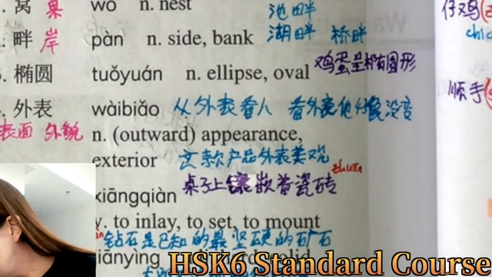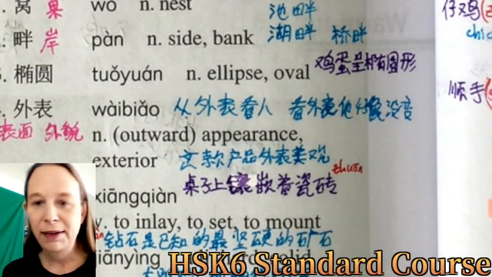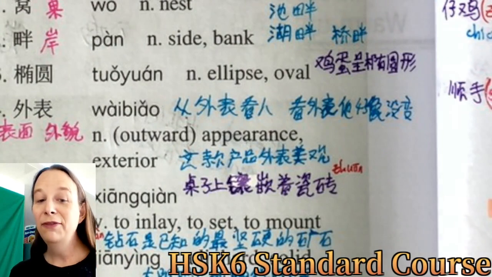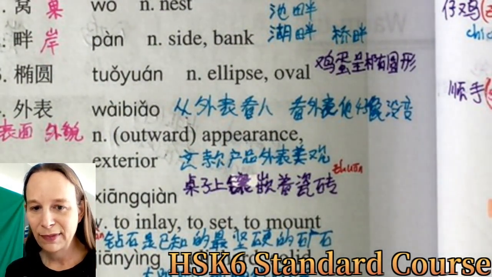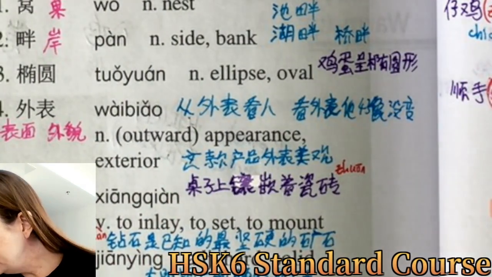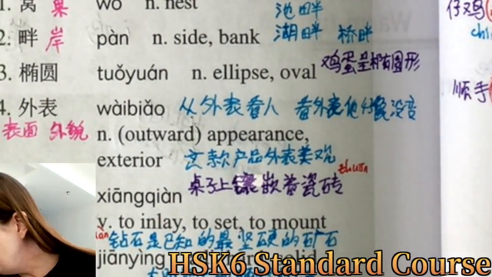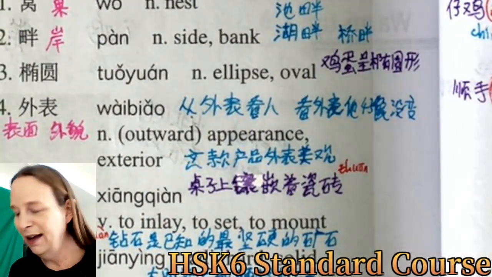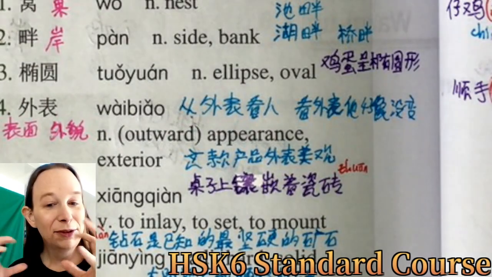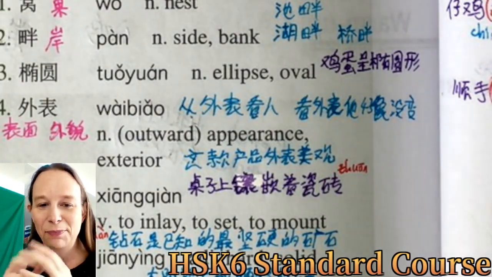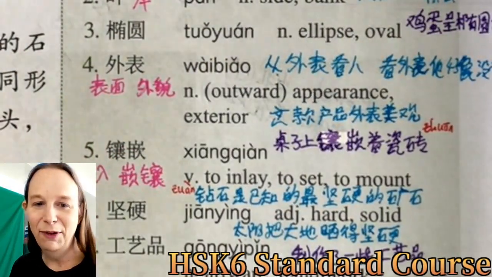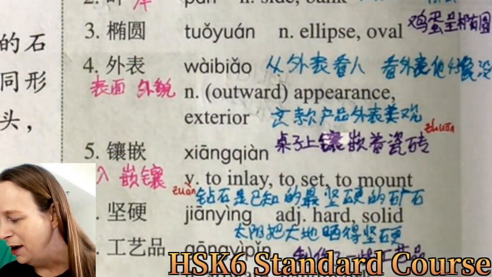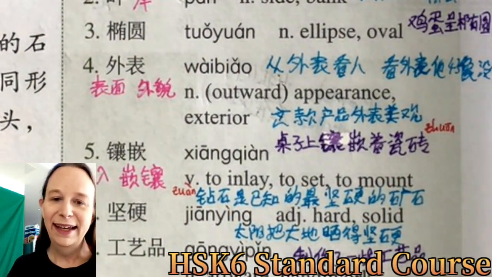Kan wai biao ta hao xiang mei bian. Yeah, from the exterior, he looks unchanged. Zhe quan chanpin wai biao mei guan. Okay, so this product looks good on the outside. It's beautiful on the outside. Yeah, so there are quite a number of synonyms. Biao mian, wai mao, yeah, etc., etc.